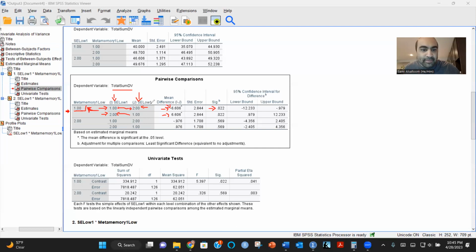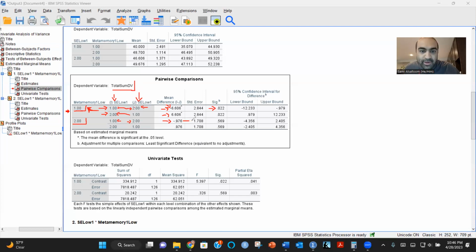And then when you look at only people with high meta memory, so we're not looking at people with low meta memory, you can make that same comparison between people with low self-esteem and high self-esteem. So people with low self-esteem minus people with high self-esteem. And as you can still see, people with high self-esteem have a higher total sum DV. However, it's a small difference. It's negative, but it's less than one, whereas up here it was negative and about 6.6.